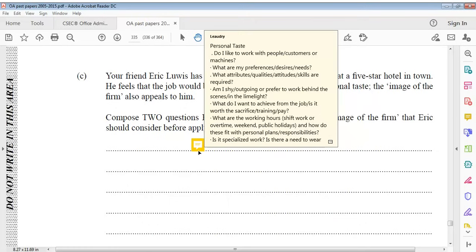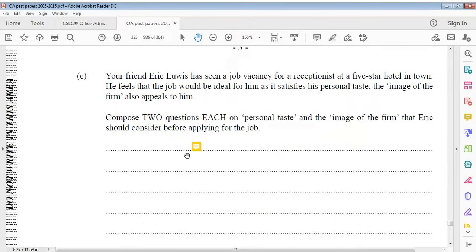What are the working hours, shift or overtime, weekend or public holidays? And how do these fit with personal plans or responsibilities? Is it specialized work?